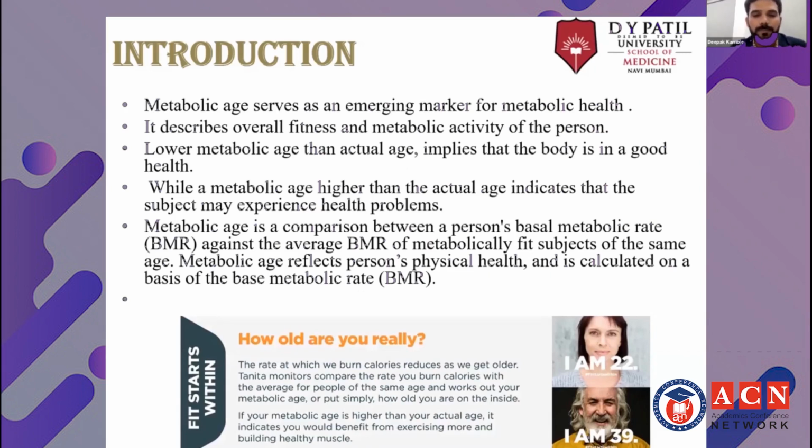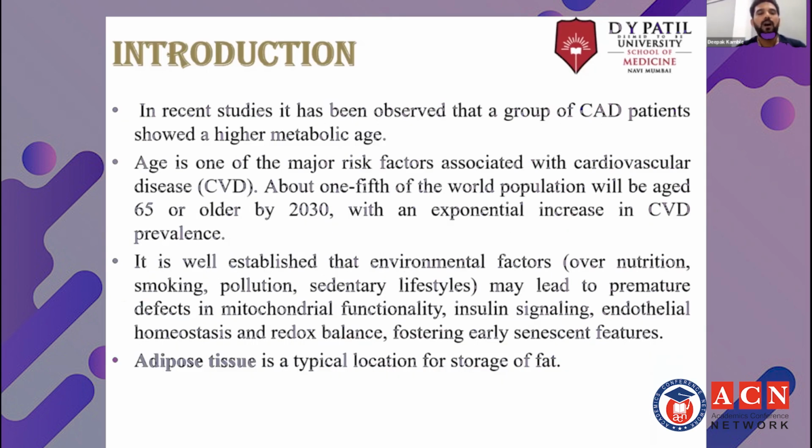So the person's basal metabolic rate is compared against the average BMR of metabolically fit subjects of the same age. Metabolic age reflects a person's physical health, and it is calculated on the basis of the BMR. In a recent study, it has been observed that a group of CAD patients show a higher metabolic age. Age is one of the major risk factors associated with CVD, cardiovascular disease.